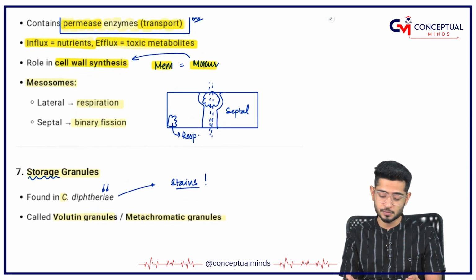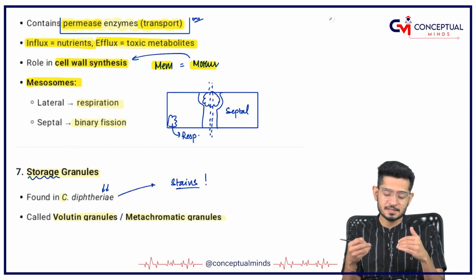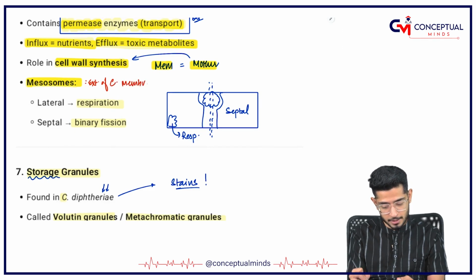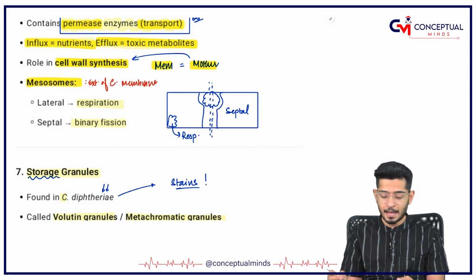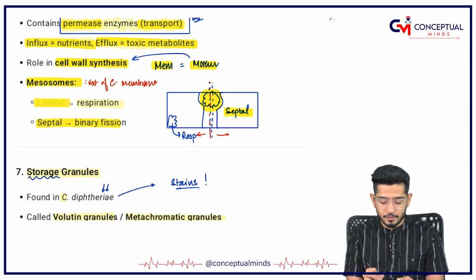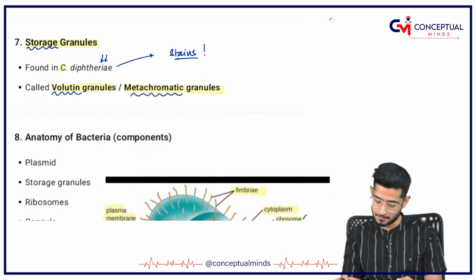Coming on to mesosomes. So mesosomes are the extension of cell membrane only. And the septal one, the middle one, is required for fission. So can you see, if it is in the middle, it can make a cut and there will be two bacteria formed out of one. And if it is lateral, it is for respiration.